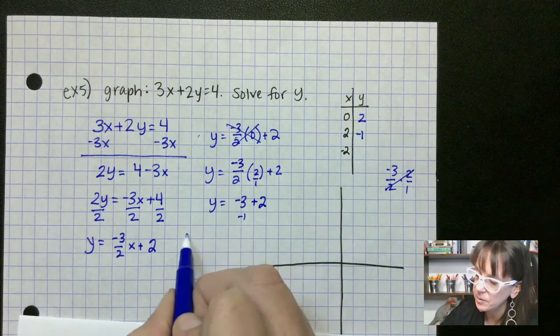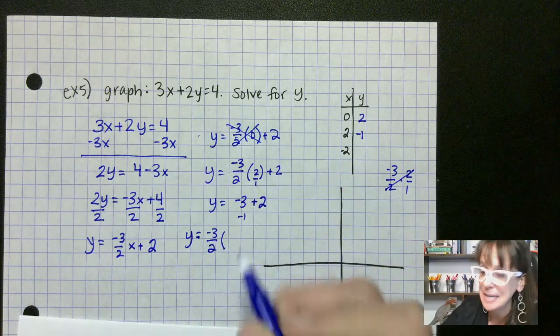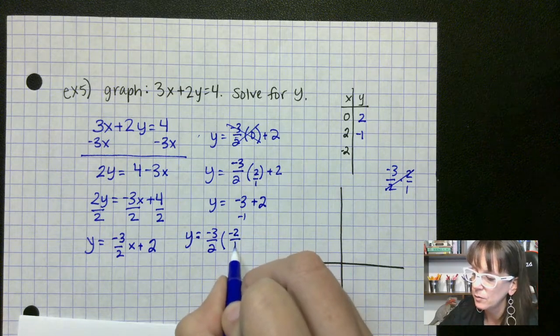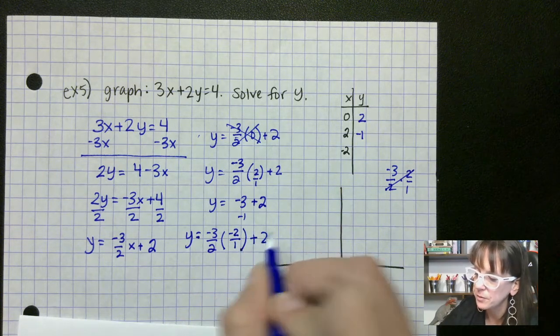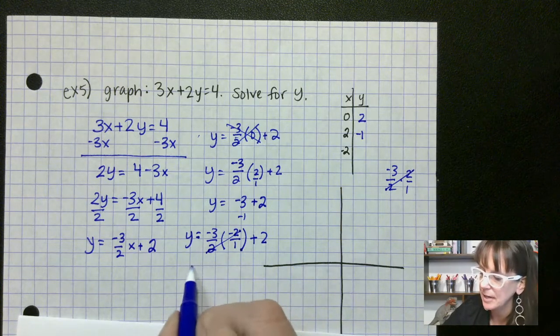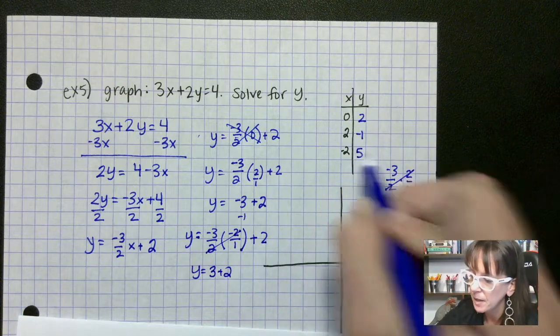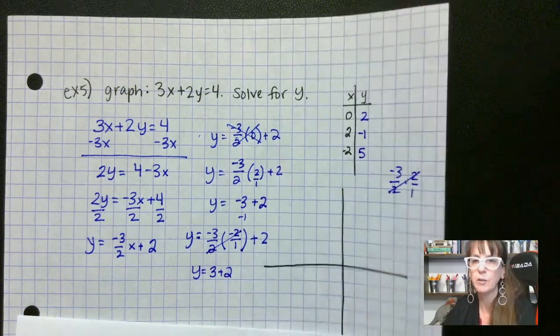All right, let's do it with this one. y equals negative 3 over 2 times, this time it's going to be negative 2 over 1, plus 2. Again, we can cross-cancel here, and a negative times a negative is a positive, so we now have y equals positive 3 plus 2, which is 5. Okay, now that we have that information, let's go ahead and graph these points.